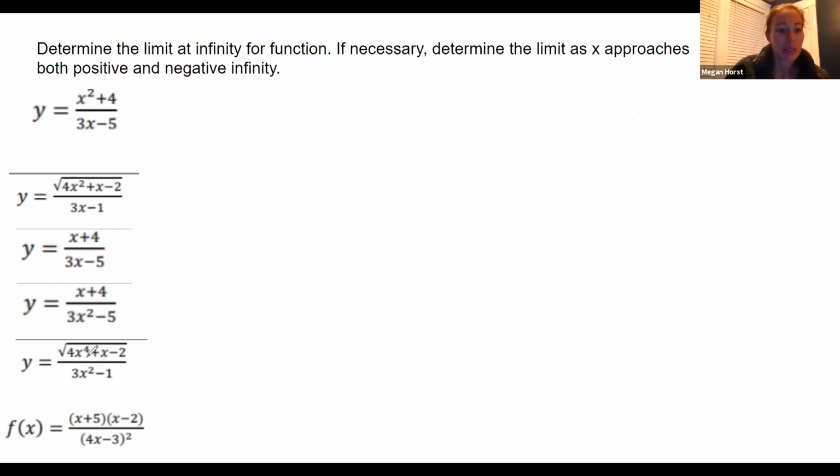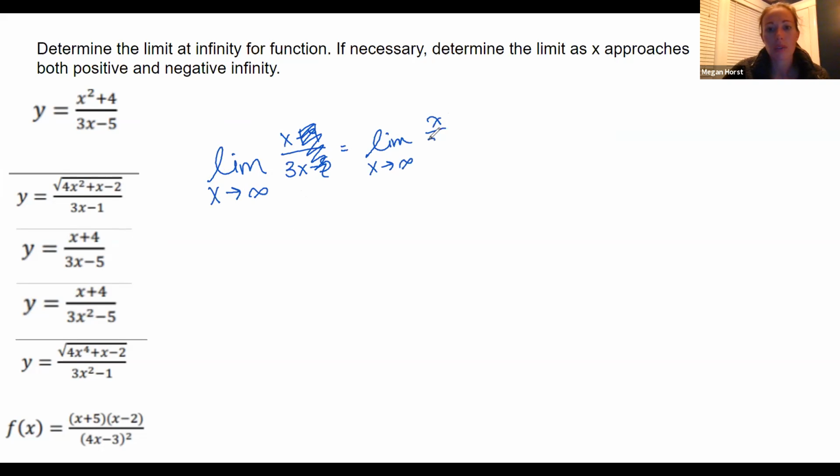All right, our next one is also, oh, did I skip? I think I skipped one. All right, we have this third example, the limit as x approaches infinity of x plus 4 over 3x subtract 5. Again, we're going to disregard the plus 4 and the negative 5, and we're just going to analyze the limit as x approaches infinity of x over 3x.